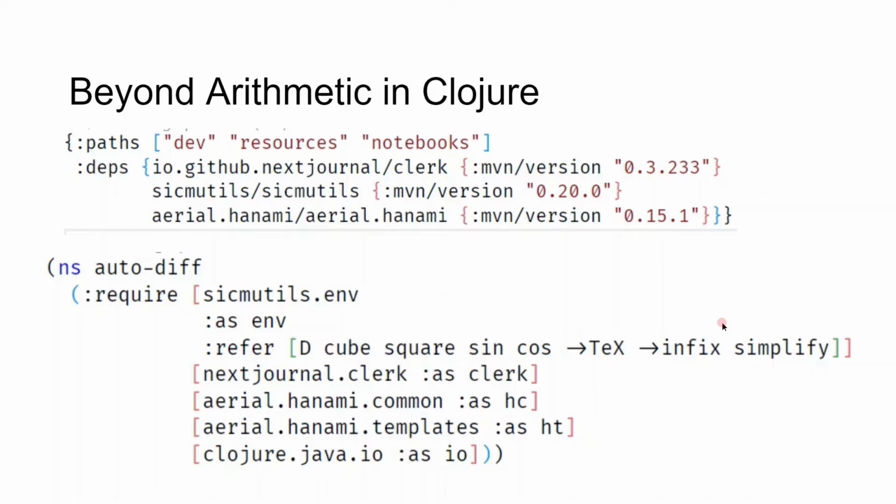We will be using the following libraries in our exploration. The deps.edn is shown on the screen. We'll be aliasing the SICMUtils.env namespace as env, and we'll be referring several functions from that namespace.